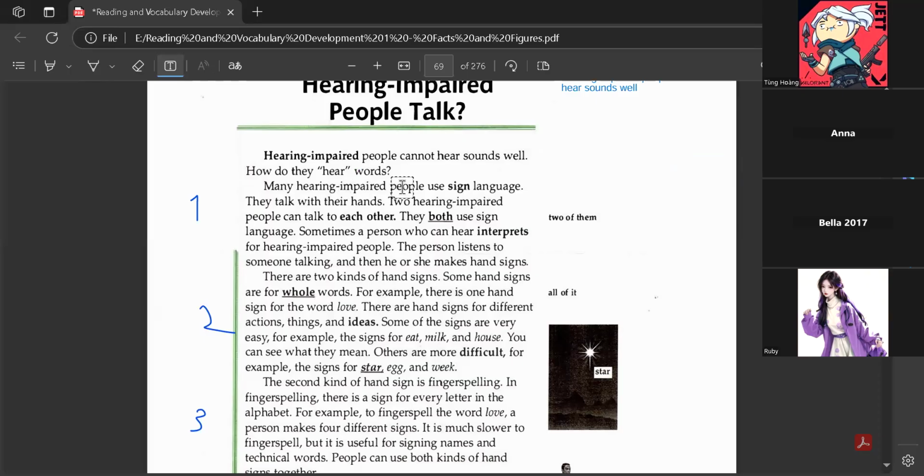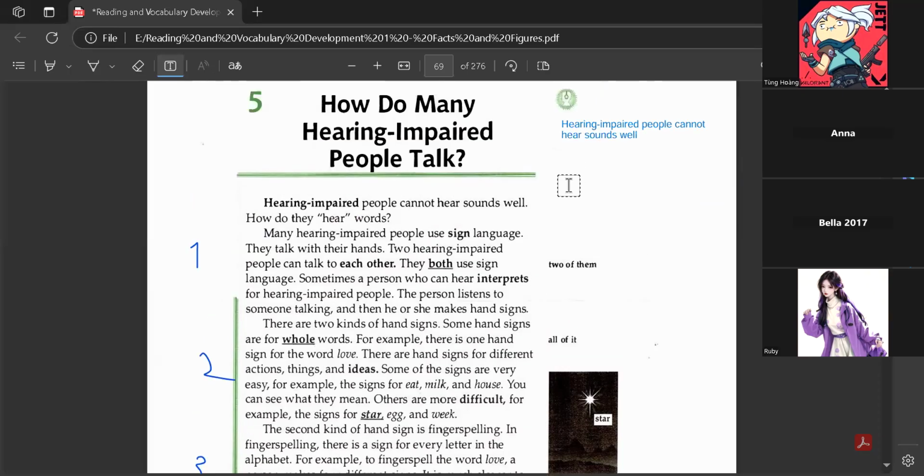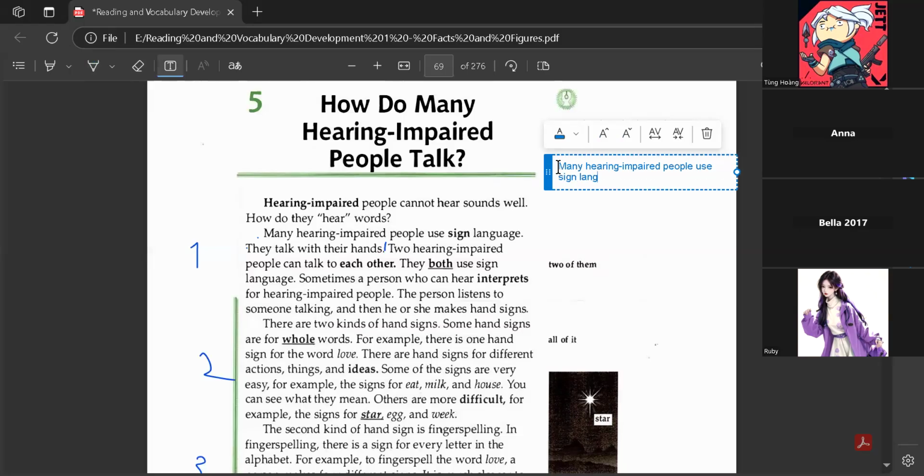Many hearing impaired people use sign language. They talk with their hands. Two hearing impaired people can talk with each other. All right. So we can combine these sentences. We're going to use linking verbs. Many hearing impaired people use sign language.